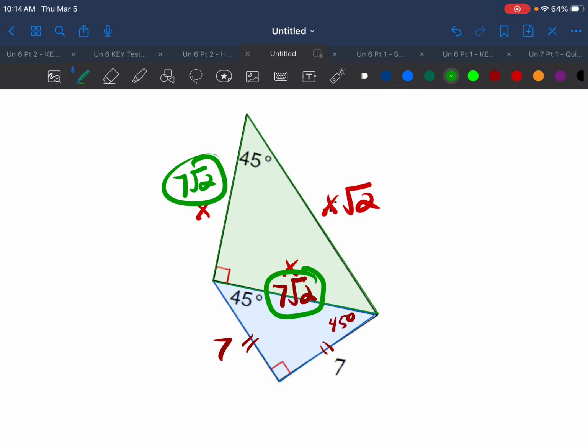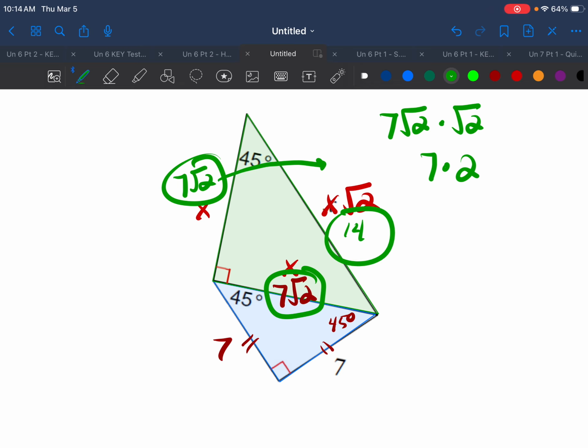And then, guys, just like we just practiced, in order to go from the leg to the hypotenuse, we're going to take the leg times radical 2. It's okay if it already had a radical 2. We're still making this bigger by multiplying by radical 2. So I get 7 times radical 2 times radical 2, which is 7 times 2. And our final answer for the hypotenuse would be 14.